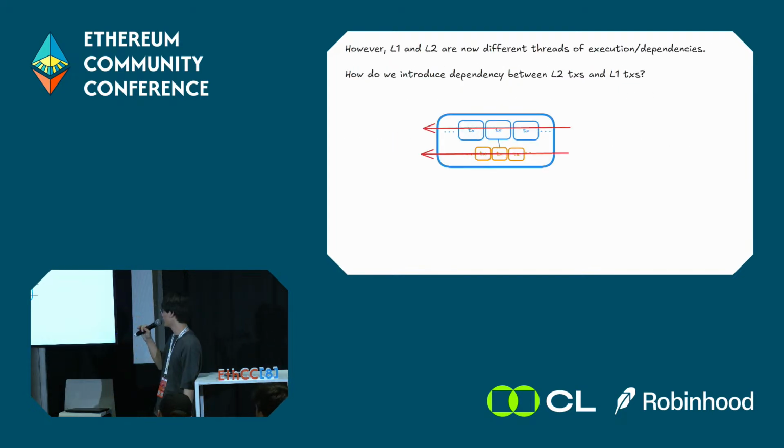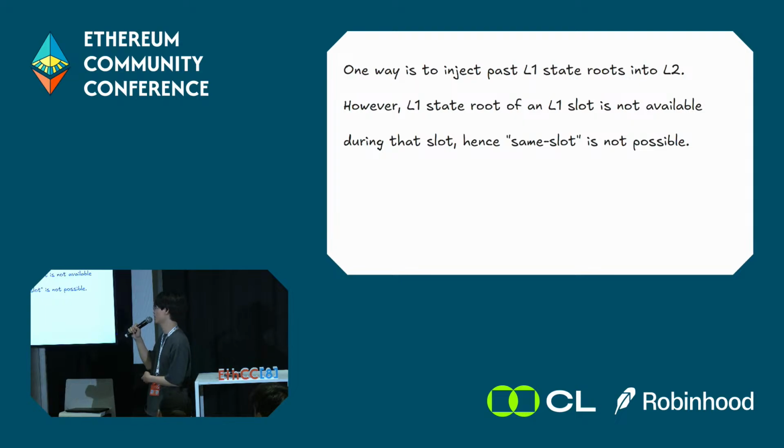Okay, so how do we do this? One way is to actually inject the past L1 state roots into the L2. I'm not going to go into too much detail about this, but one problem around this is that the L1 state root of an L1 slot is not available during that slot. It's only available for the past slots. So you can't do same slot composability using state roots.